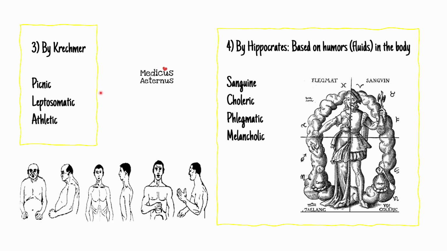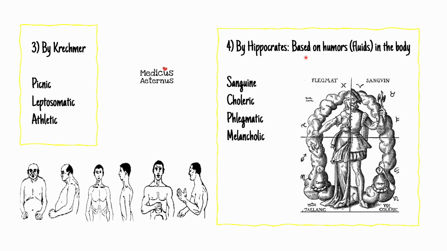The leptosomatic, which are slender, thin, and have long limbs, are associated with schizophrenia. The 3rd type are the athletic type, who have a muscular physique. They are strong with broad shoulders, and they are associated with being energetic, irritable, and they have the potential to develop epilepsy.